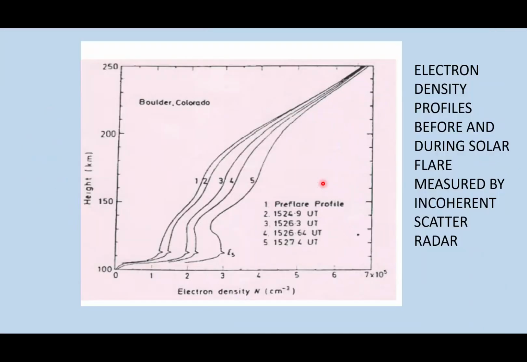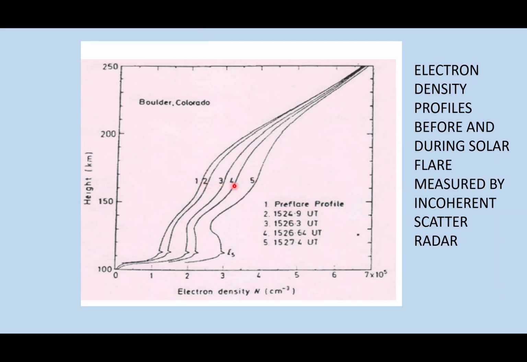The other one is computed. We have the measured flux enhancements. Therefore, how much electron density enhancement will occur is computed. That was the previous diagram. Here, these are actual measurements: electron density profiles before and during a solar flare, measured by the incoherent scatter radar technique that we described some time back.